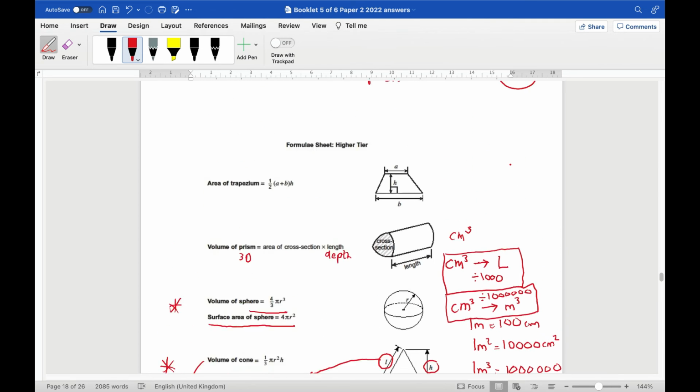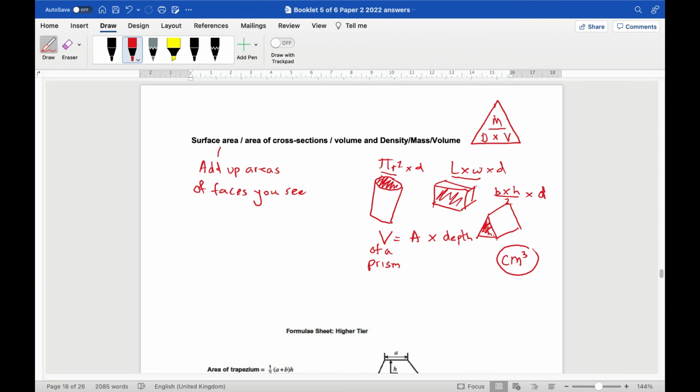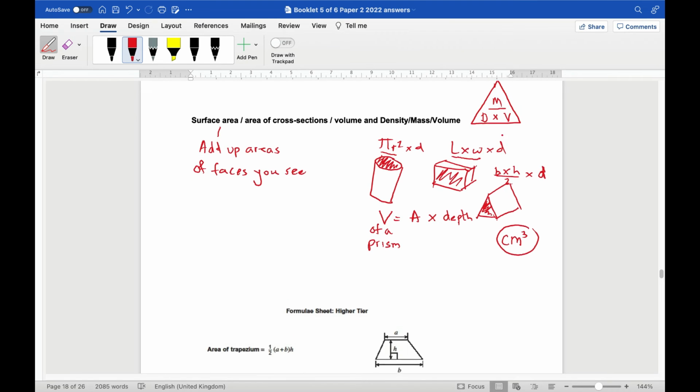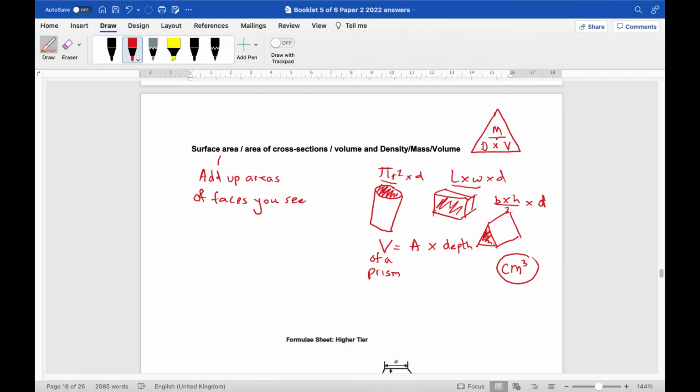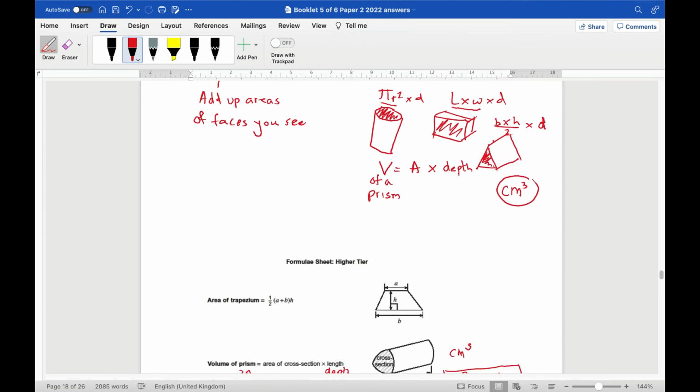The other thing, it could tag a volume question into a DMV question, right? Written in that order: density, mass, volume. So be aware if we've worked out a volume, it might say, right, Poppy, now we've got the density, or now we've got the mass, or something like it.